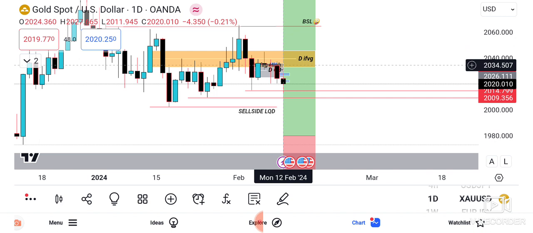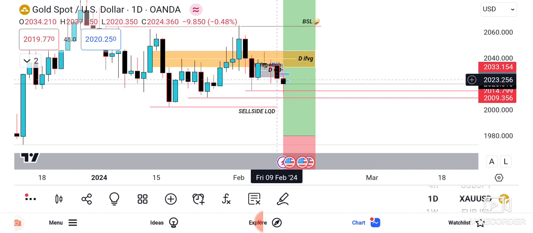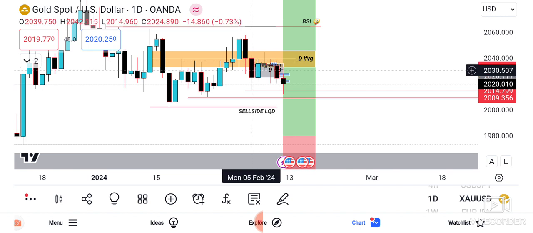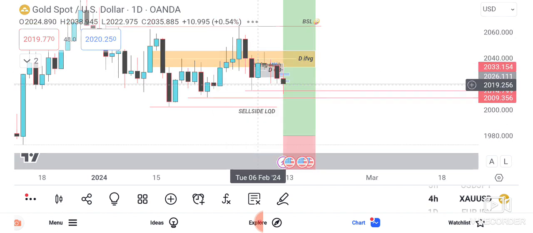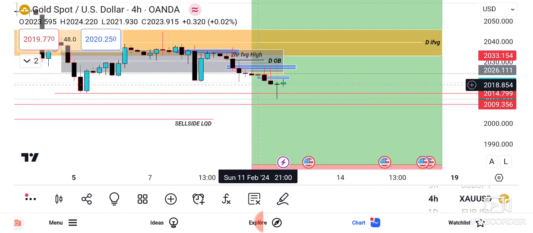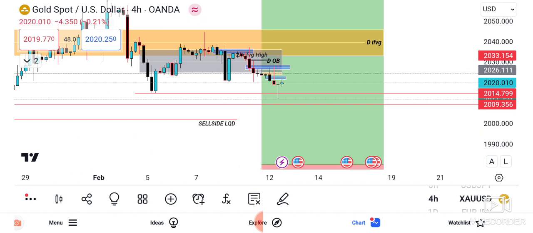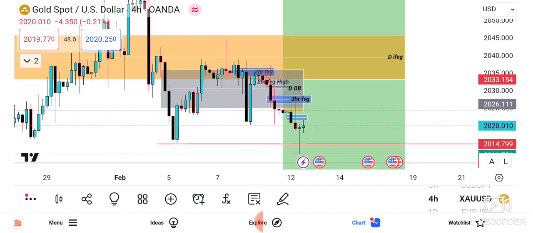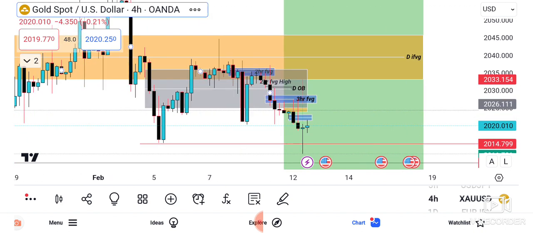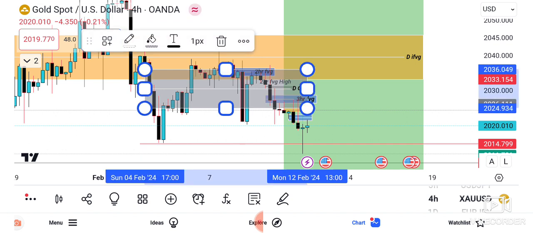So for me, I was looking for selling opportunities, and what I was watching is I had these daily order blocks. So I dropped to my 4-hour time frame. As you can see, everything now is becoming clearer. So remember, this is the daily order block, and this is the daily order block.